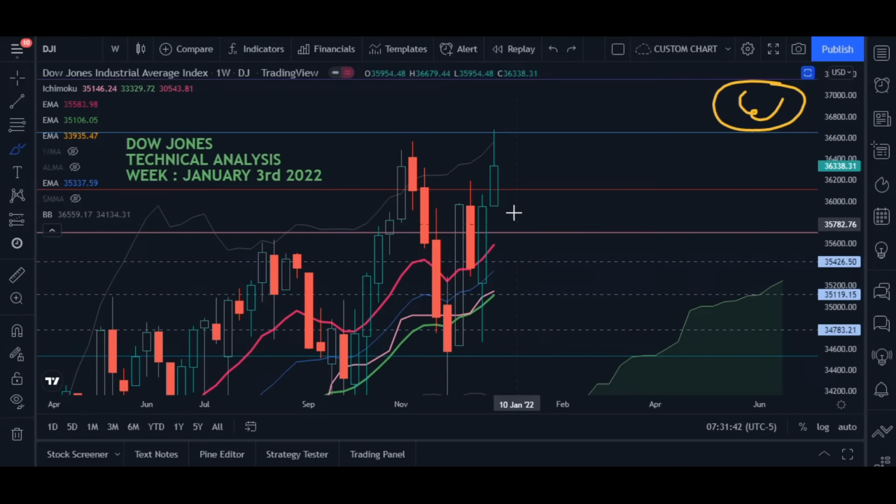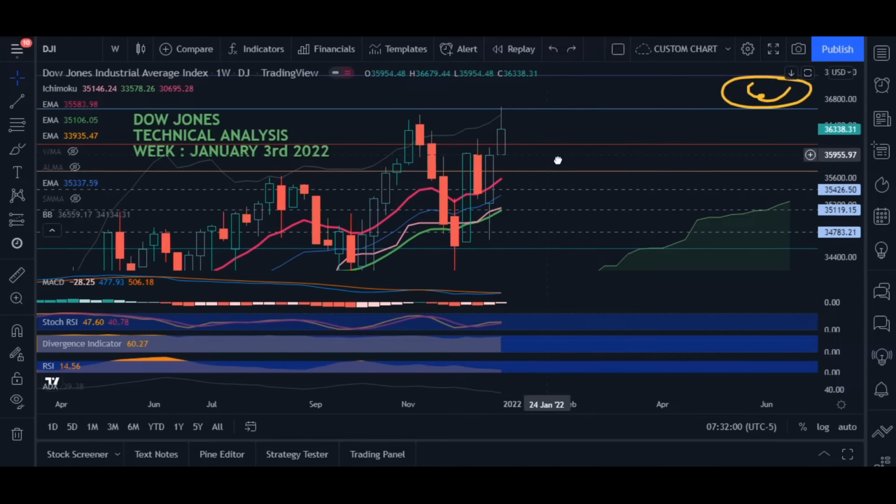Now the moving averages, if you see the moving averages, there is a clear fan out, which means the market is bullish. Now if you see the market is moving above the Ichimoku cloud, on the bull side of the Ichimoku cloud, which means the market is bullish. Now some other technical indicators.